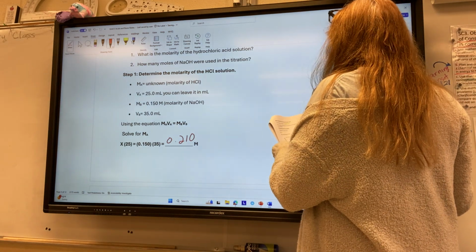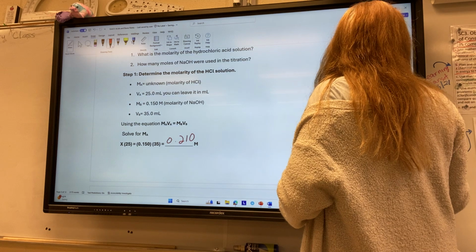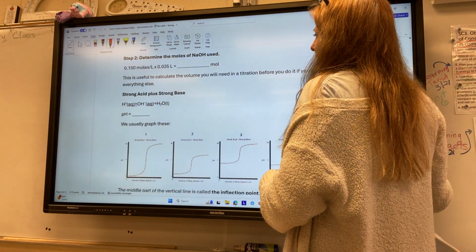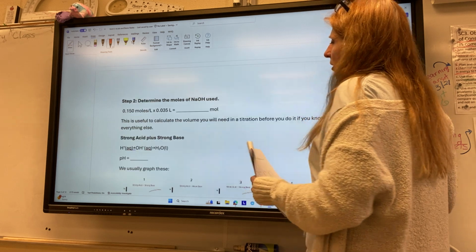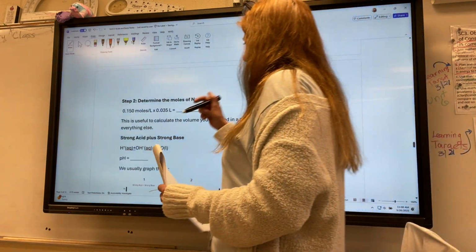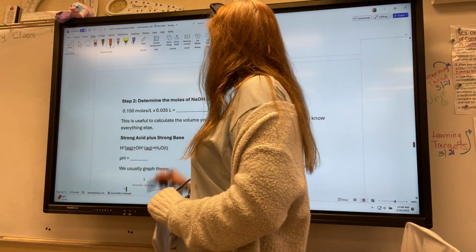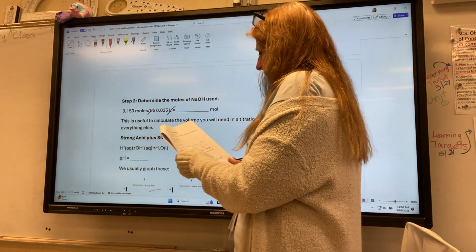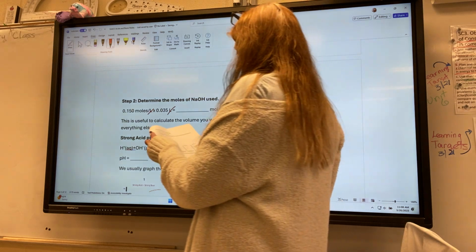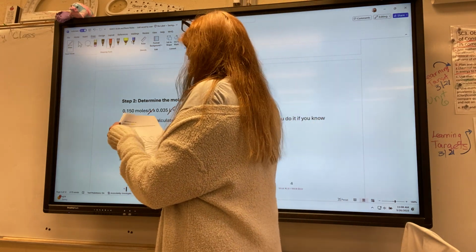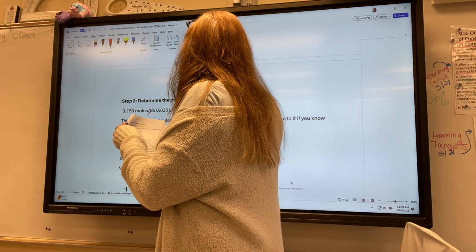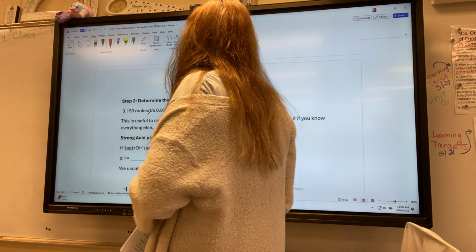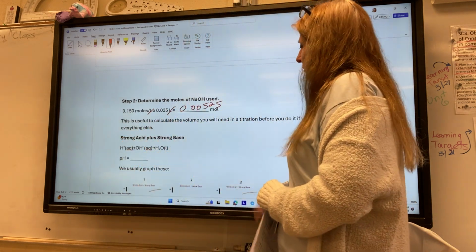Step 2, they want to know the moles of NaOH used. So we've got the molarity of our NaOH, and that was big M, so that's moles per liter. We can multiply it times the liters, and the liters cancel out. This is just like that other problem we did. And we can get our number of moles is 0.00525. So this is really useful.